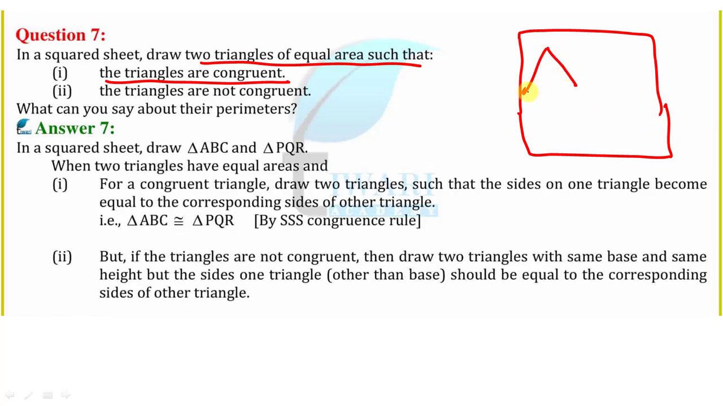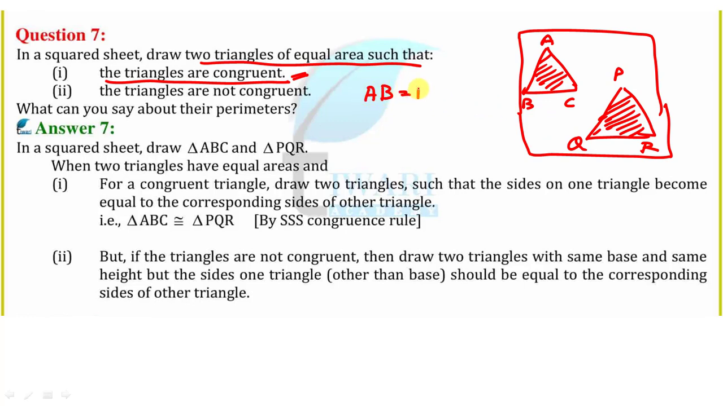Suppose the first triangle is triangle ABC, and the second triangle is triangle PQR. Here two triangles have equal area. By which criteria are they congruent? If they have equal area, it means their sides are also equal.